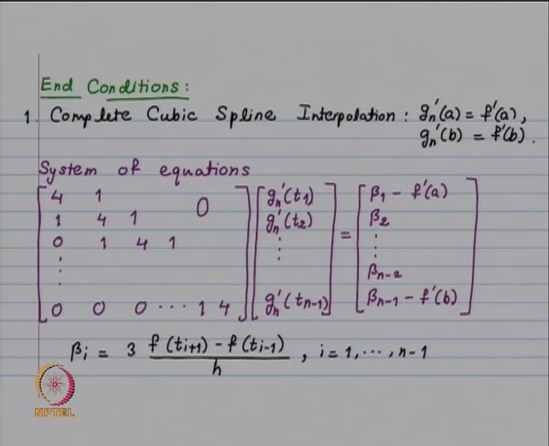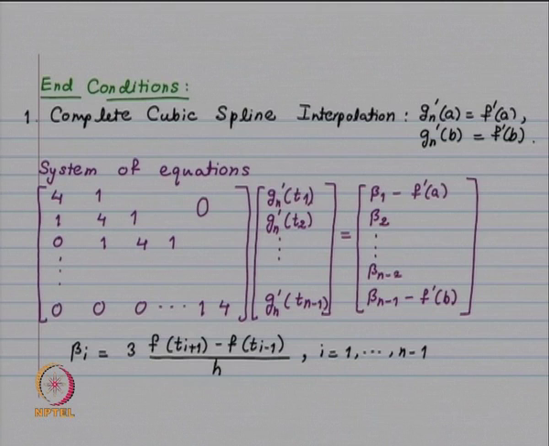In this case, what one can show is that if your function f is 4 times differentiable, then the error is going to be less than or equal to a constant times h raised to 4. Now, the proof of the error is a bit involved and I am going to skip that, but let us look at another end condition. That end condition is known as the natural end condition.